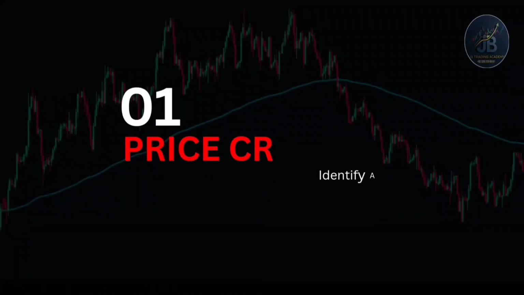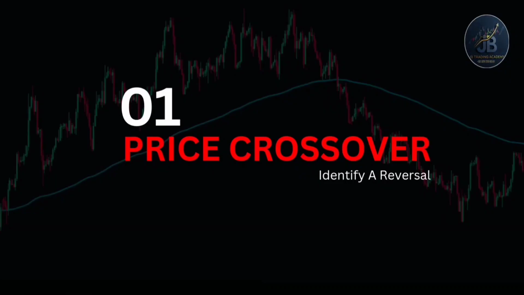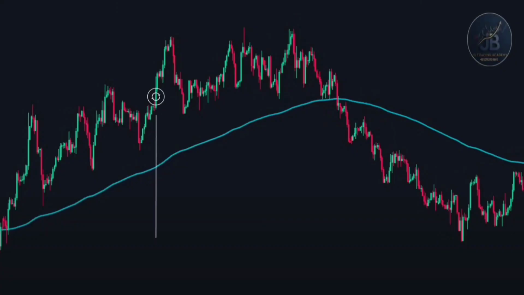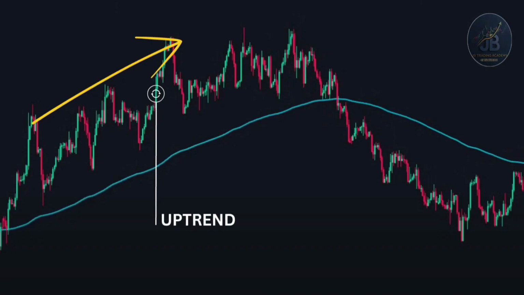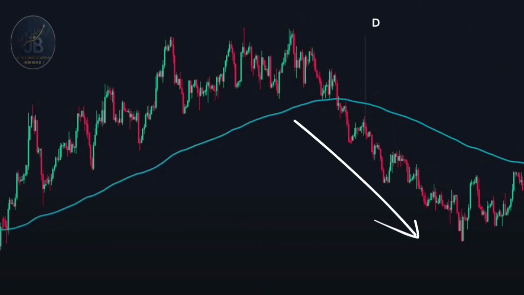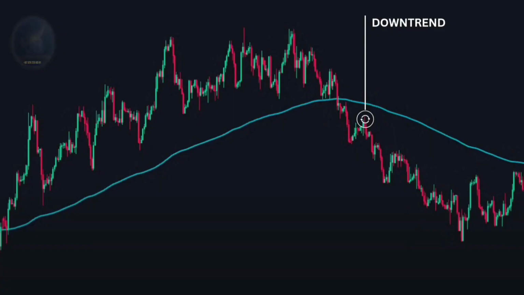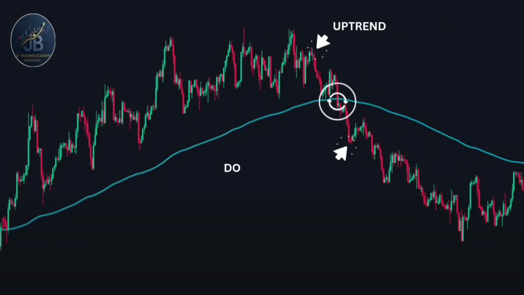As we discussed earlier, in an uptrend the price tends to remain above the moving average, and in a downtrend, the price remains below the moving average. Using the same logic, when the price crosses the moving average from above, it indicates that the uptrend is over and a downtrend will begin.